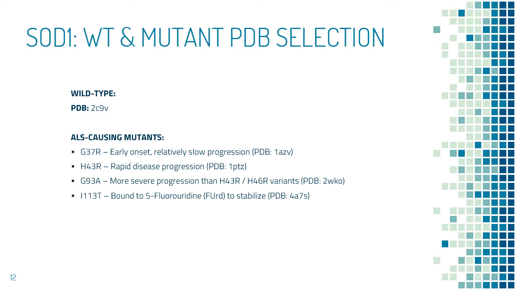Then G93A was chosen to be even more severe than was shown by H43R. Lastly, we're going to look at I113T, which is an SOD1-causing mutant, but now it's been bound to a 5-fluorouridine, which helps stabilize the homodimer structure.